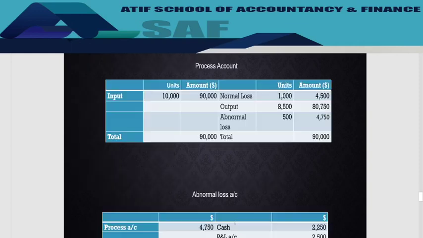In the process account, on the debit side, input units and their cost is mentioned. On the credit side, normal loss units are mentioned with a scrap value. Output units are 8,500, which are valued at $9.5 per unit, and also an abnormal loss of 500 units, also valued at the full unit cost of $9.5 per unit. But the amount that would be charged to profit and loss is reduced to 2,500 because these 500 units, when sold as scrap, would bring 2,250 of cash, and then the total loss of 4,750 would be reduced by the 2,250 amount, and the remaining loss would be charged to profit and loss account.